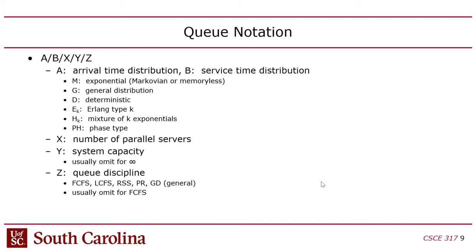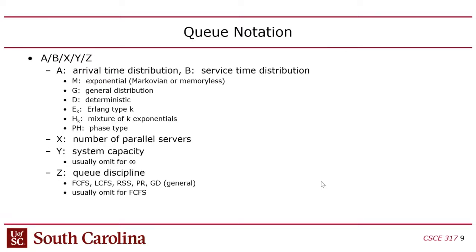So the queue notation is basically a notation that has 5 slots. Each of those slots means something. The last 2 slots are optional. The first 3 are the arrival time and the service time distribution, which each have a different letter associated with them. In this class, we're going to be using the exponential, which is M, so all of our queues will be M/M/something. But that's something you can change if you get into queuing theory a little bit more. The third option is the number of parallel servers, which we're just going to consider as 1 for this course.